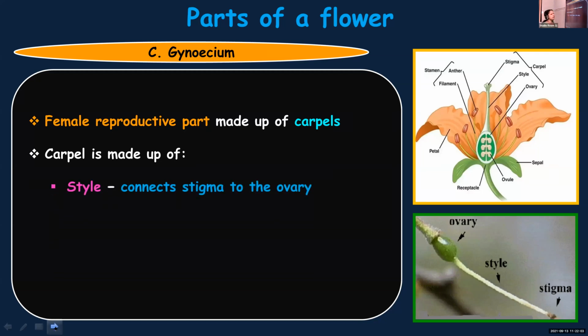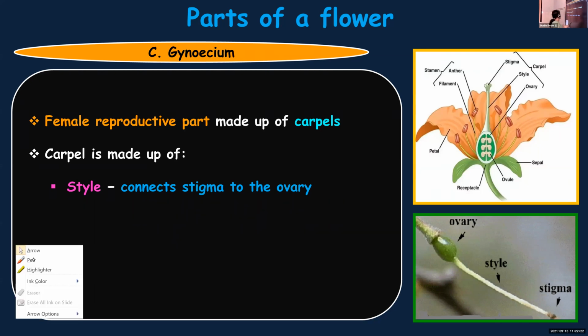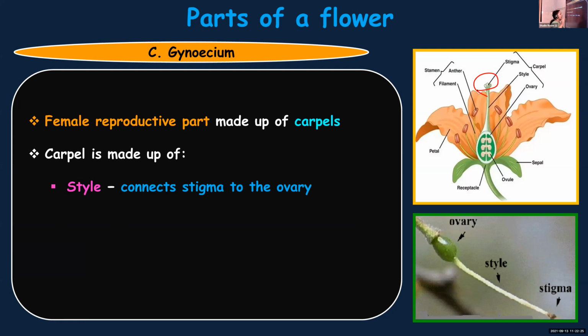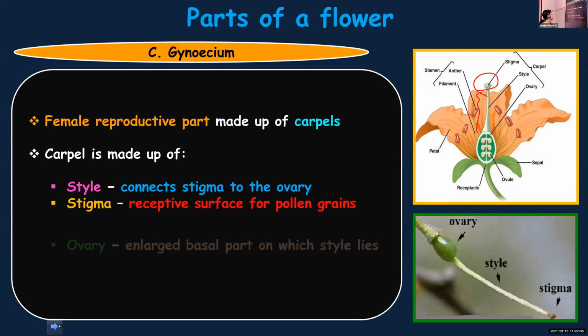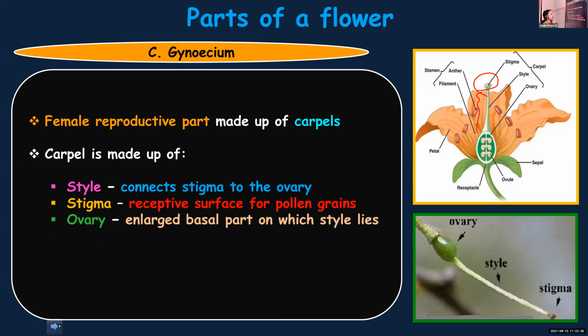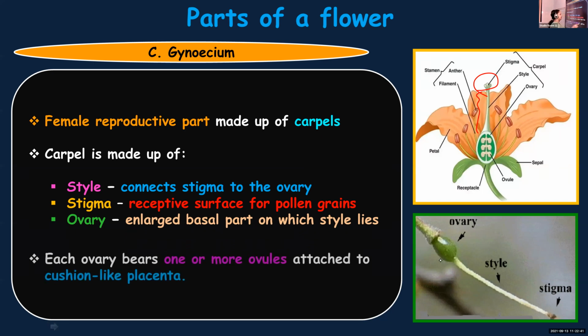And carpel has three main parts. This you had learned in class 7. Style, stigma, ovary, and inside the ovary, ovule. Stigma is the sticky part at the tip. Then we have an elongated style, and style connects stigma to the ovary. Next we have ovary, that is the enlarged basal portion.